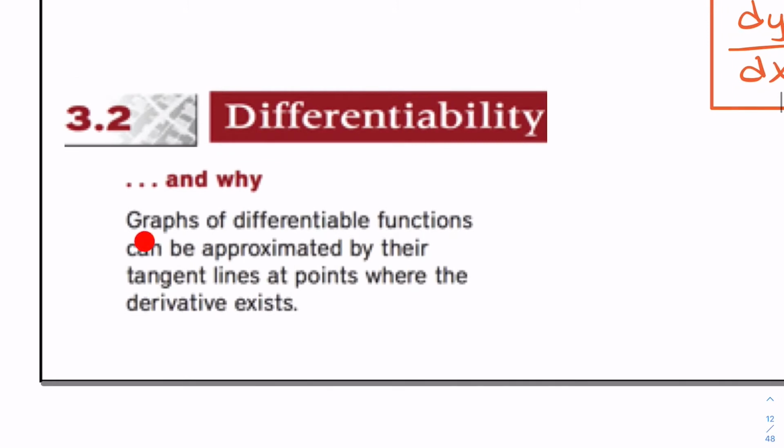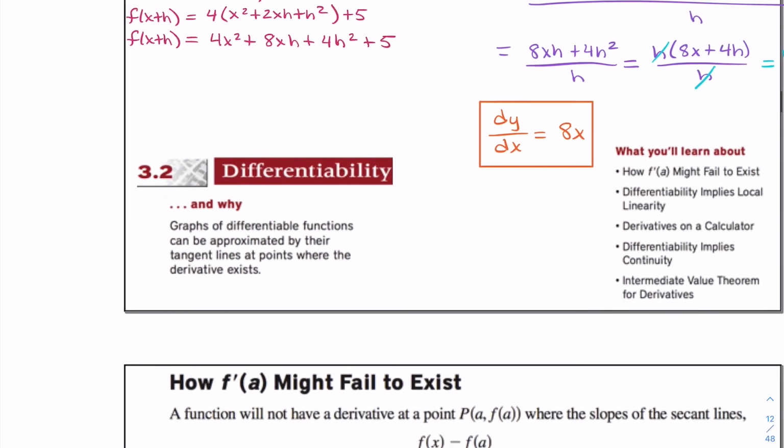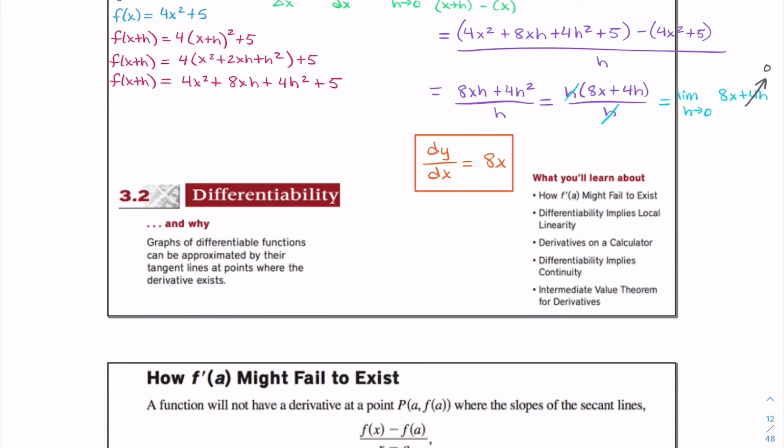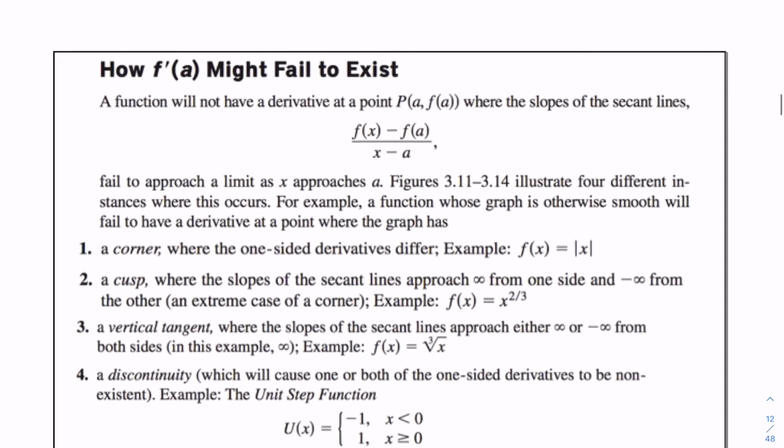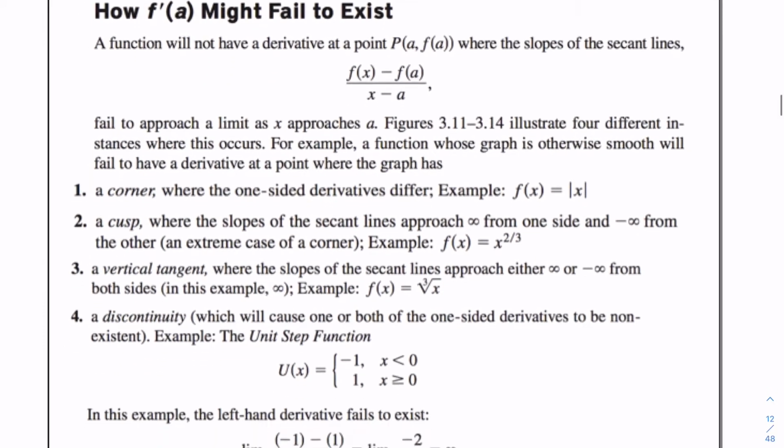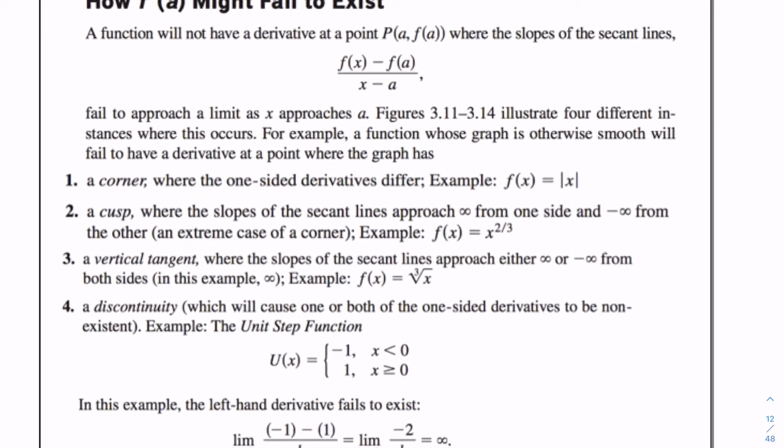So why does it matter? Graphs of differentiable functions can be approximated by their tangent lines at points where derivatives exist. Because sometimes we can't find a derivative because we have to follow certain rules. Okay? So a function might fail to exist when one of 4 things generally happen.